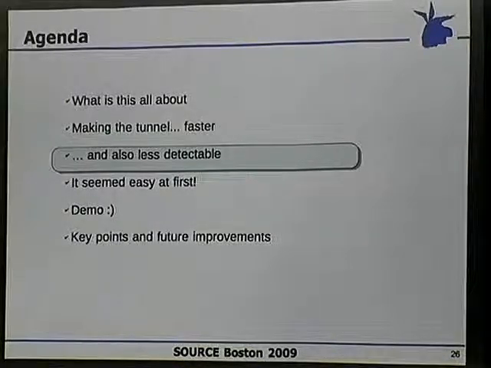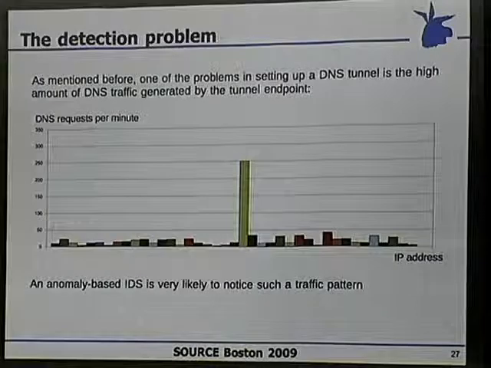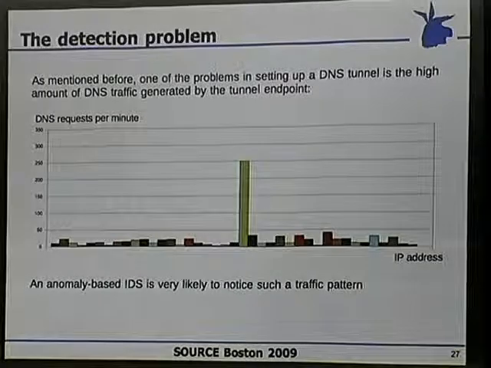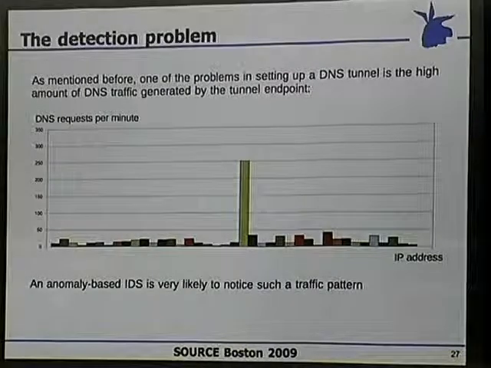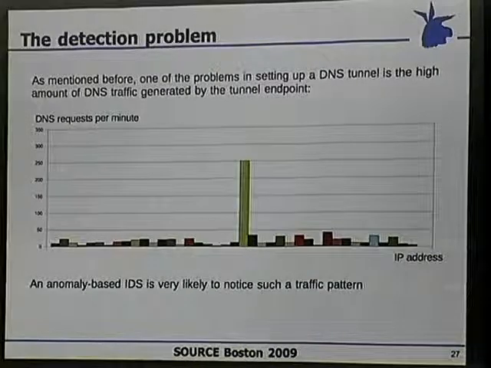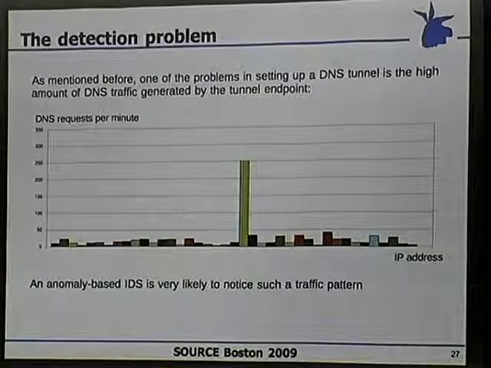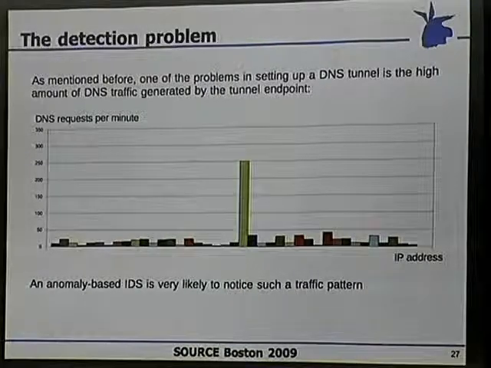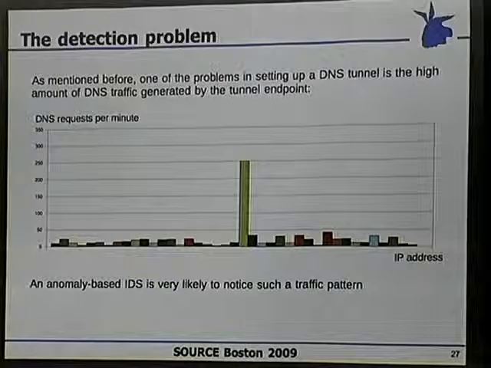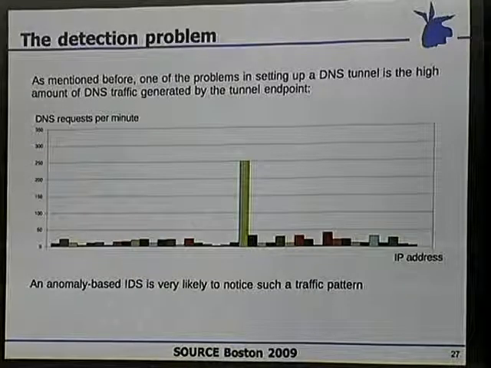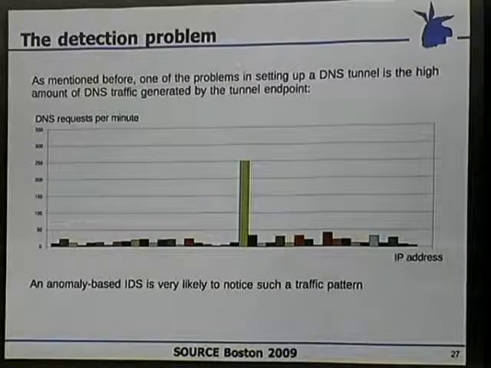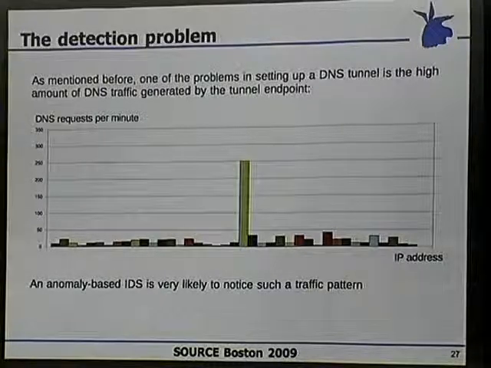Now the stealth part. So again, we have a slightly faster tunnel. The problem again is that our agent will create a massive amount of DNS traffic. If we map the DNS requests per minute on the y-axis and IP addresses on the x-axis, we will see that probably we will have some guy in there performing a massive amount of requests. Any anomaly-based IDS is very likely to notice something like that.